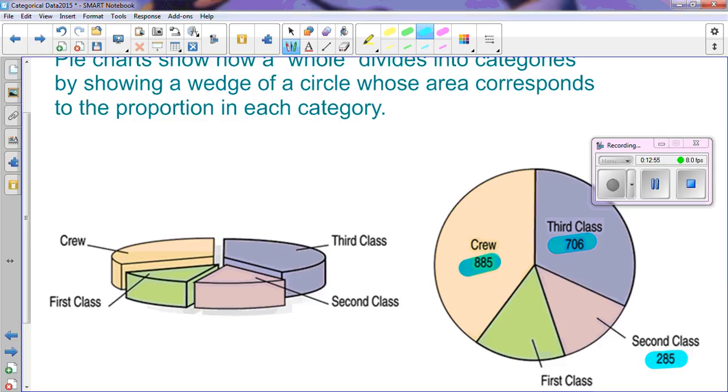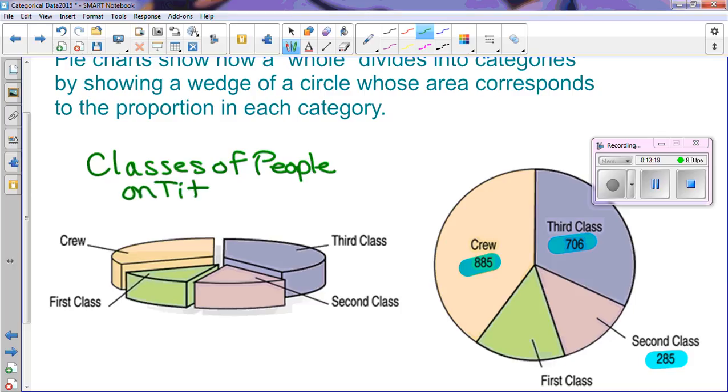What variable is being measured here? Or not measured. What variable is being represented here? The classes, right? So that would be our title. Okay, it would be the classes of people on the Titanic. Oftentimes, a pie chart has one variable that it represents, and this particular one would be the classes of people on the Titanic. That's just the one variable that's being talked about.